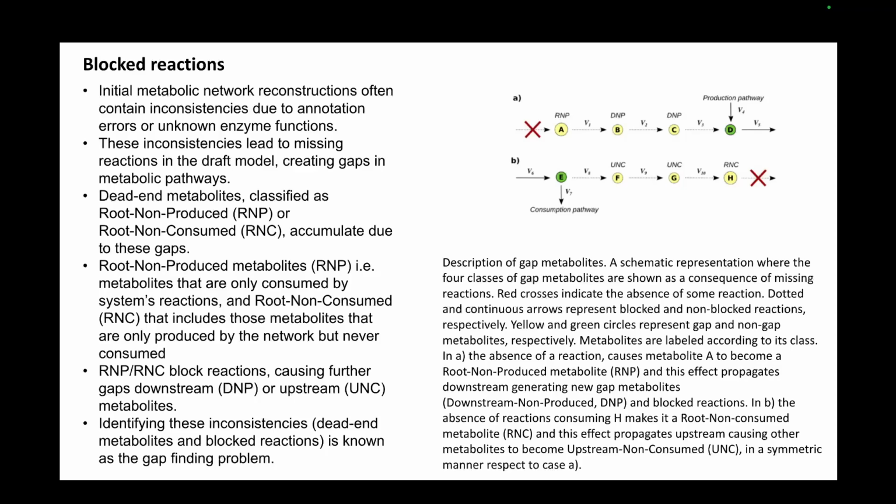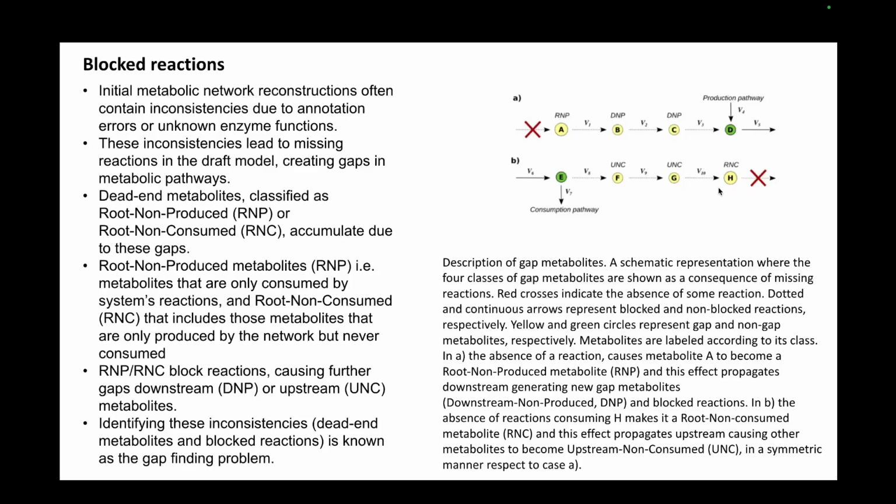So next are blocked reactions. Initial metabolic network reconstructions often contain inconsistencies due to annotation errors or unknown enzyme functions. These can lead to missing reactions in a draft model, creating gaps in metabolic pathways. So these are dead-end metabolites, and they are classified into two groups: root non-produced and root non-consumed.